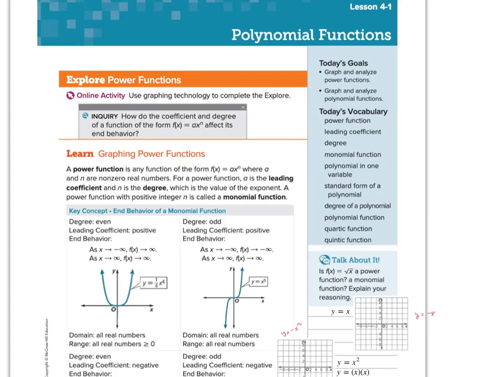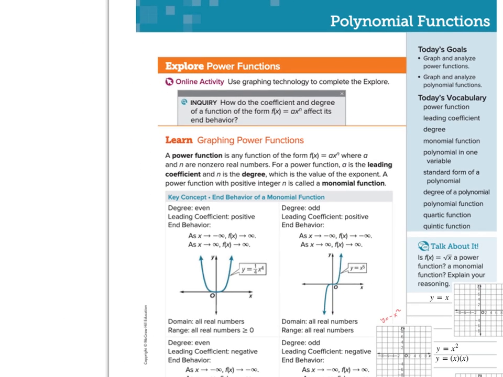So, polynomial functions. Not that foreign of a topic. We've been dealing with polynomial functions pretty much throughout algebra. Talking about a power function, any function in the form of f of x equals a x to the n, where a and n are non-zero. If they were zero, then we would not have a polynomial function, and it would possibly equal 0 or just 1. And then for a power function, a is the leading coefficient and n is the degree.